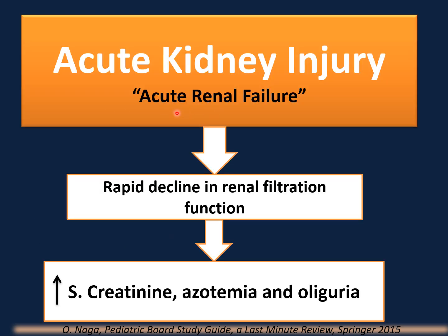We'll start a new section, acute renal failure. The new name is acute kidney injury. Acute kidney injury means rapid decline or abrupt decline in the renal filtration function, and this will lead to rapid rise in the serum creatinine, azotemia or increased blood urea nitrogen, and oliguria or decreased urine production.